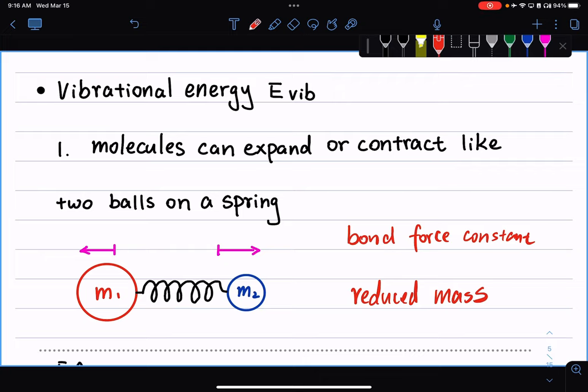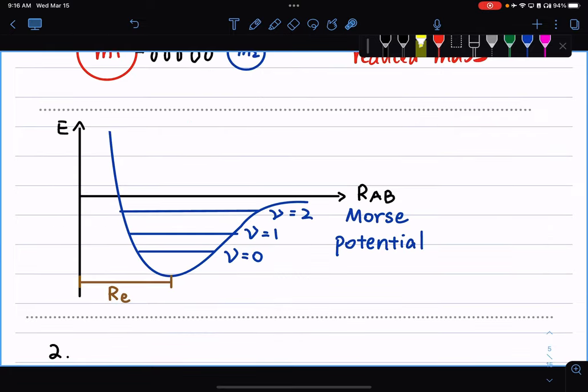So on the energy level diagram, what does the vibrational motion look like? Here is the Morse potential. We've seen the Morse potential when we talked about H2, and here is just a quick illustration that on this Morse potential, depending on your bond length or the average bond length, you can have different levels of vibrational energy levels. When we look at the delta E vibrational, what we have is the transition between vibrational state 0 to vibrational state 1.